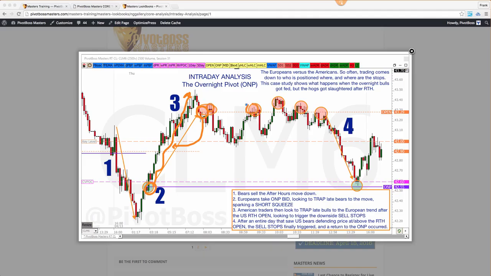So what do the Americans want to do? Well, we want to defend prices at and above the open in order to run the stops all the way back to the overnight pivot. And this one happens all day long. Every attempt to go at and above the open was defended, until finally they forced the downside stops from the overnight move and pushed price right back to the overnight pivot.